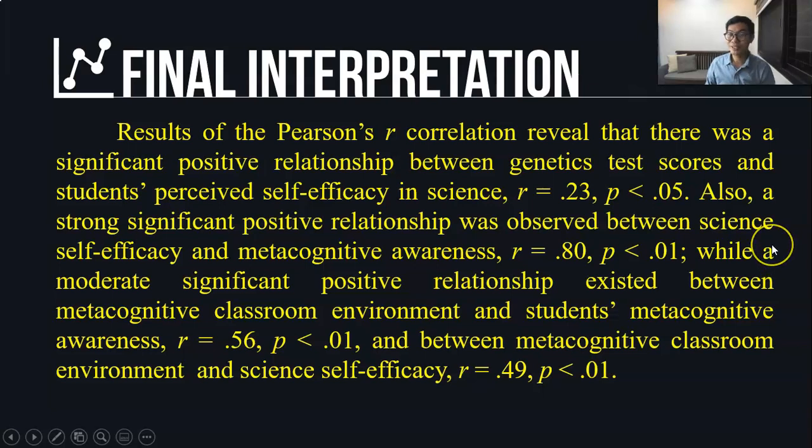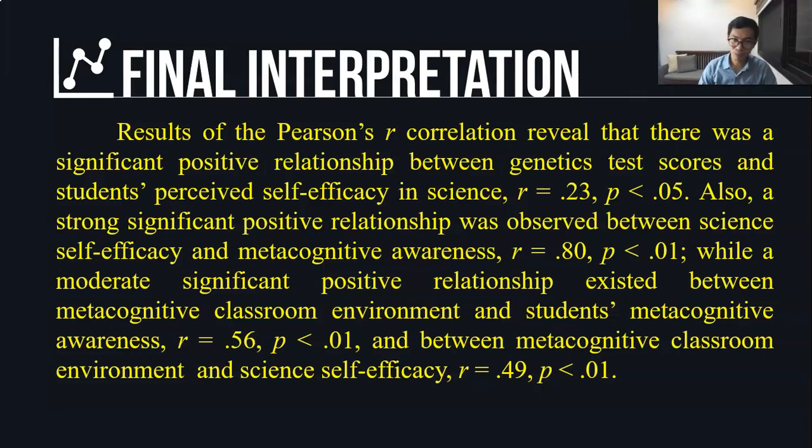Now, how do we interpret? This is an example way of interpreting correlational results. Results of the Pearson's R correlation reveal that there was a significant positive relationship between genetics test scores and students' perceived self-efficacy in science. Then you have the notation of R, the value 0.23, and the p-value less than 0.05. Also, a strong significant positive relationship was observed between science self-efficacy and metacognitive awareness. You have the R value 0.8 and the p-value less than 0.01, not 0.05, because you can see the asterisks already.